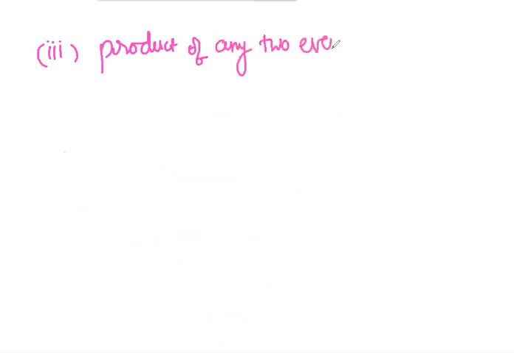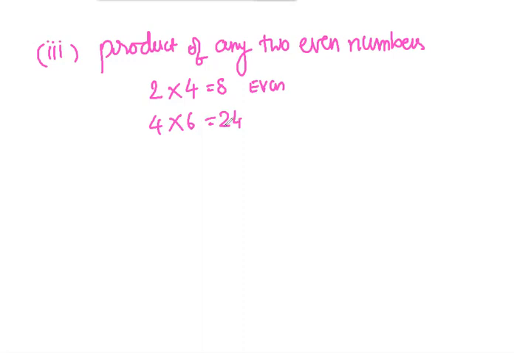Third one, the product of any two even numbers. Let us take 2 and 4. 2 fours are 8, also an even number. 4 into 6 is 24. 4 and 6 are even numbers. If you multiply, you will get an even number. So in this way, if you multiply any two even numbers, you will get an even number only.